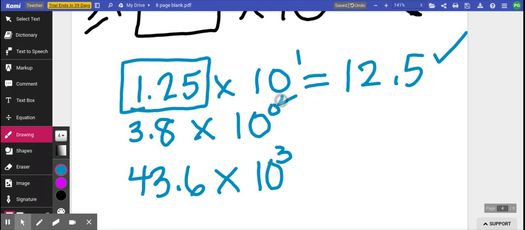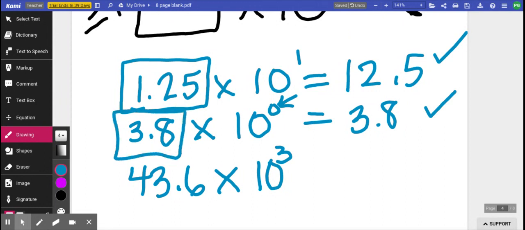3.8 times 10 to the 0. The 0 is telling me not to move the decimal place, so I won't. 3.8. We're good. And 3.8 was less than 10, greater than or equal to 1.